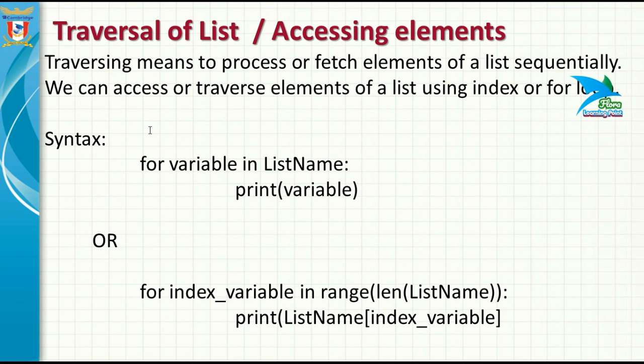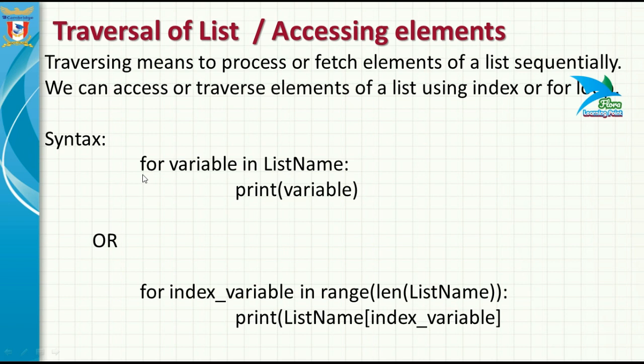And after creation of a list, we'll discuss how to traverse or access elements of a list. Traversing means the process of fetching elements of a list sequentially. We can access or traverse elements of a list using an index or using a for loop.